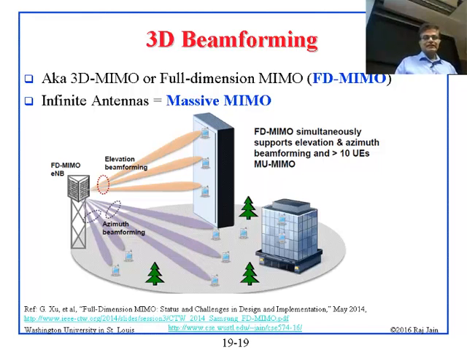Now, 3D is not the end. You could have a lot more antennas and a lot more control over things. If you have a large number of antennas, if you have infinite antennas, then it is massive MIMO. Full dimension MIMO is the same name, and 3D beamforming is basically the same name as 3D MIMO or full dimension MIMO.